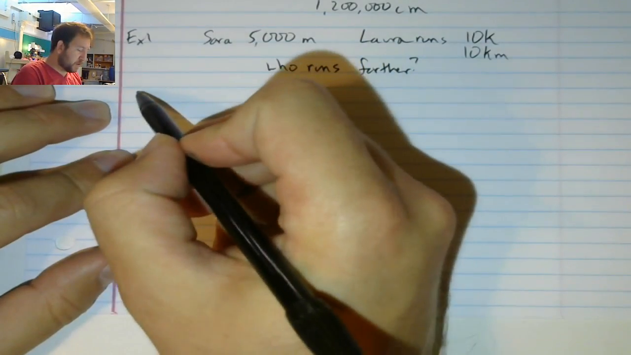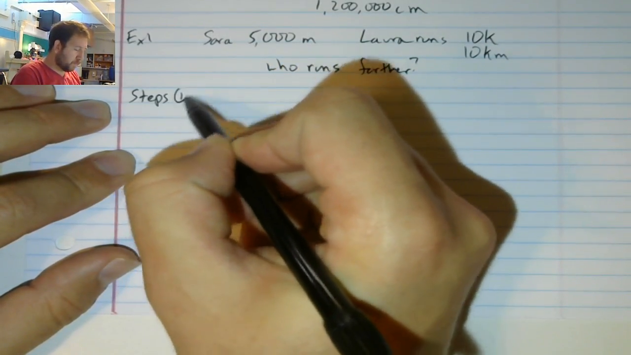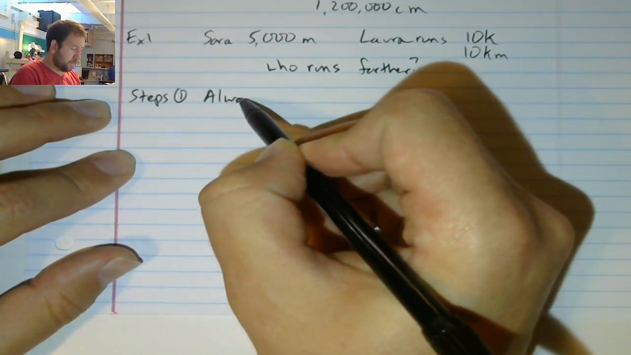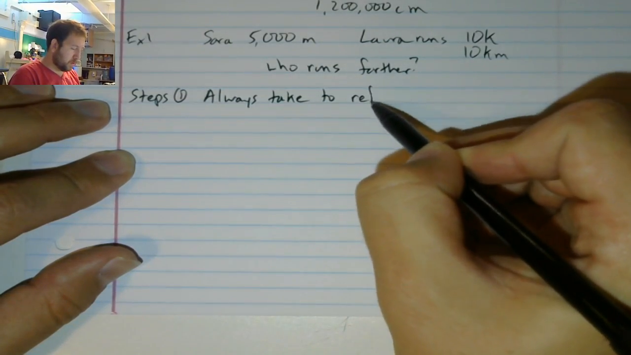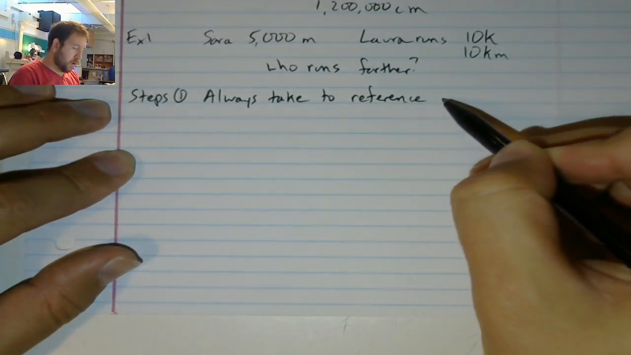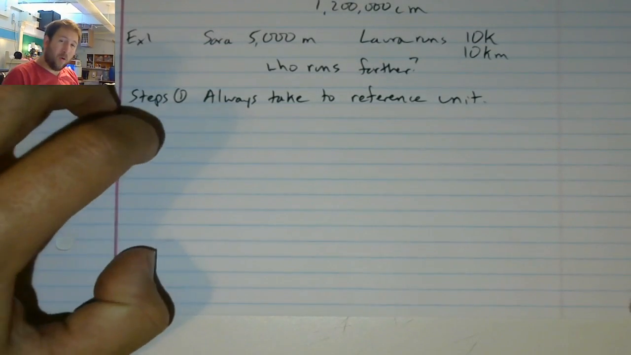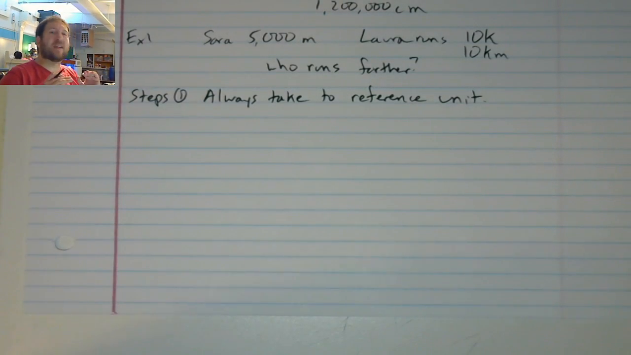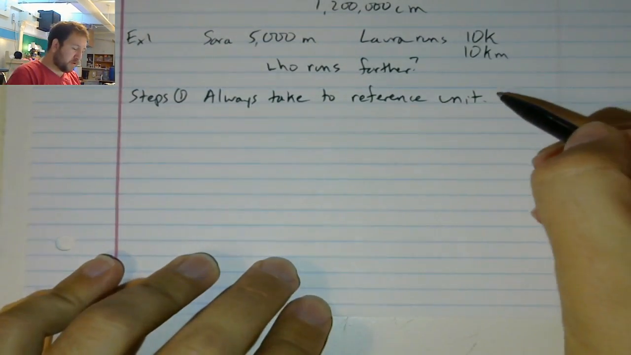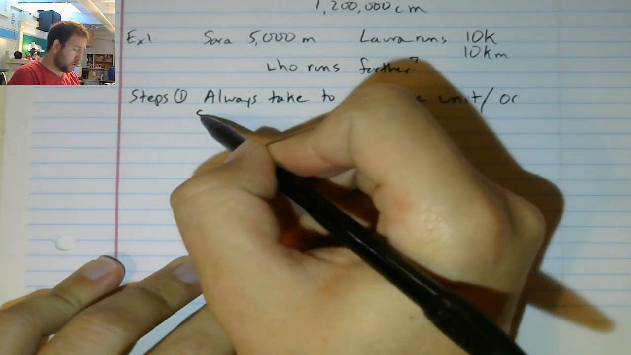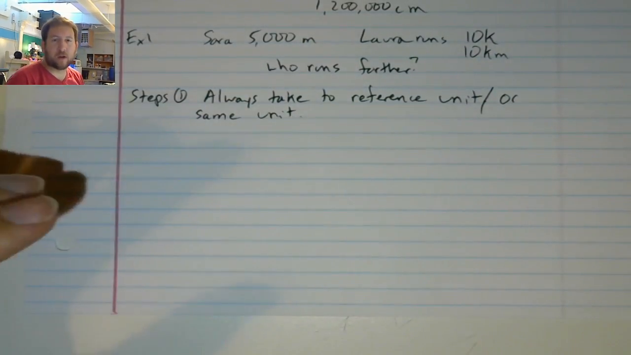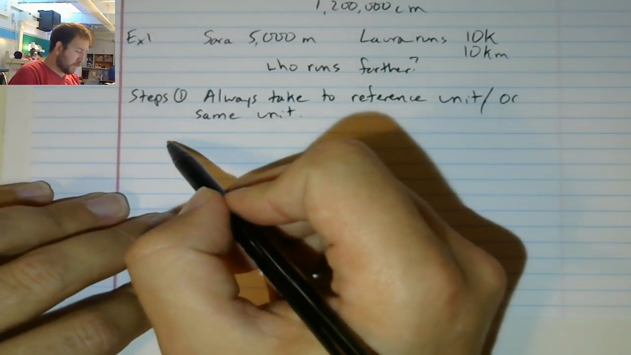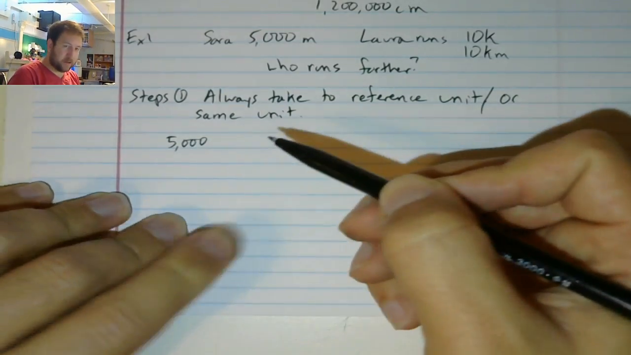So our steps: always take them to the reference unit. Or if I think I'm able to, I can take them to the same unit. So I can take them to the reference unit or the same unit, depending on what's easier and what I'm more comfortable with. This one, though, I know I have 5,000 meters, and that is already at my reference unit, so I'm good.